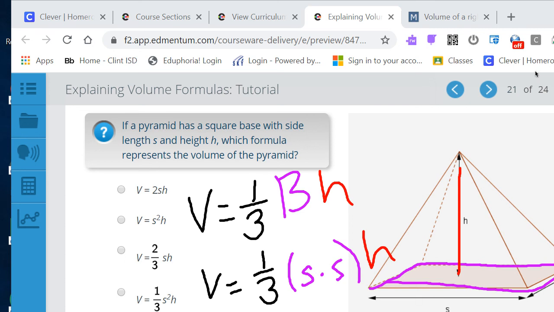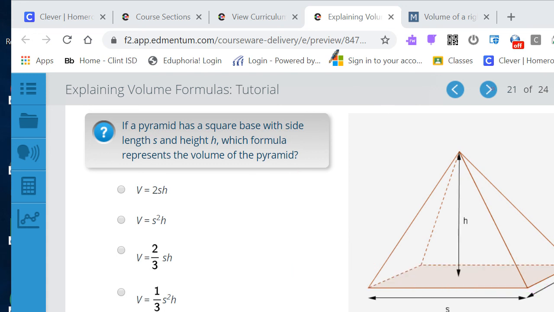Again, we have to keep in mind always our algebra. The 1/3 stays. From algebra, we know that s times s should be s squared, and the h stays the same. So notice how the only one that matches would be that one. So that's going to be our answer. Let's move on.